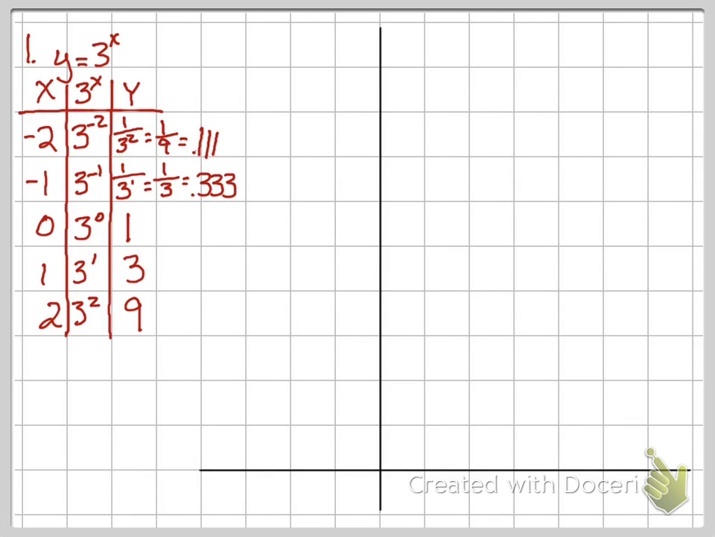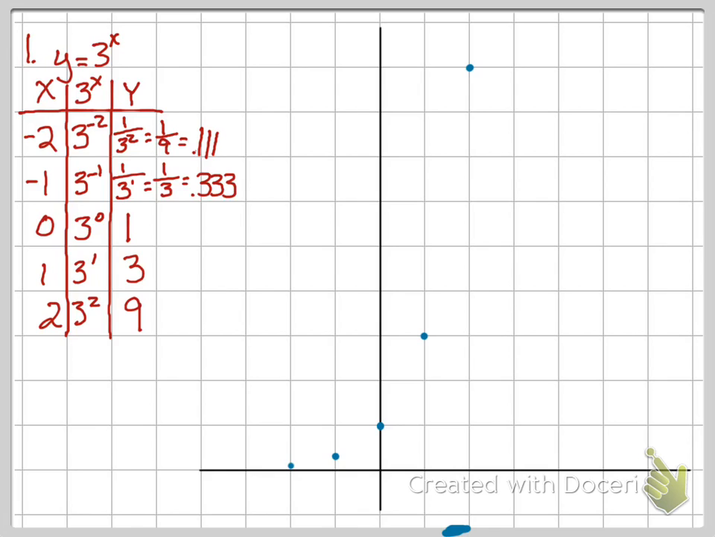Now for -2, we have 0.111, so we will come slightly above the line and put our dot here. Then we go to -1, and we are at 0.333, so we go about 1/3 of the way up. Then we go to 0, and we have 1. At 1, we are at 3, and at 2, we are at 9.